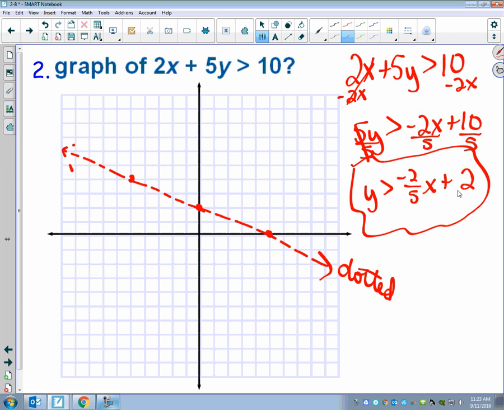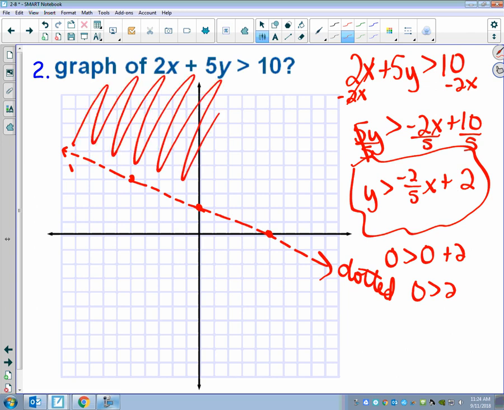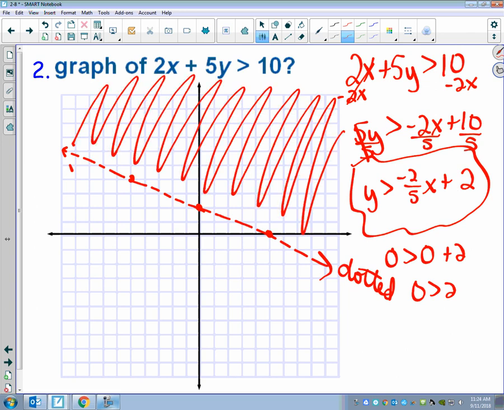All right? This one is greater than, which means I'm pretty sure we're going to shade above here. But if you're not sure, pick a point. I always pick 0, 0 if I can. So if I plug 0 in here for both y and x, negative 2/5 times 0 is 0 plus 2. Is 0 bigger than 2? That is not true. So 0, 0 did not work, so I shade on the other side. So that's how you know how to shade. But again, greater than, we shaded above.